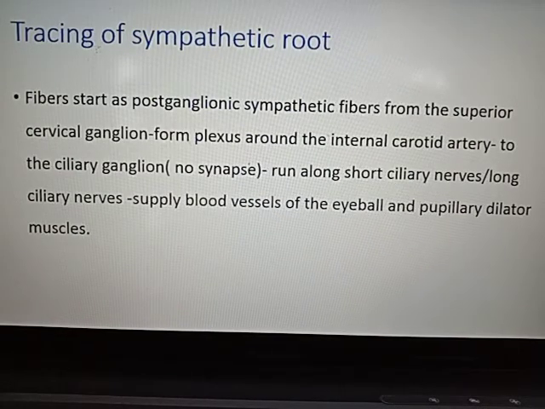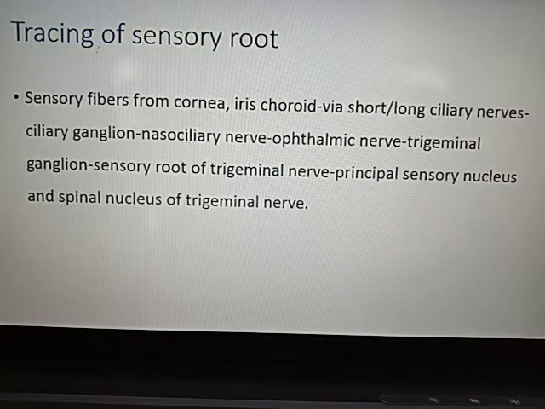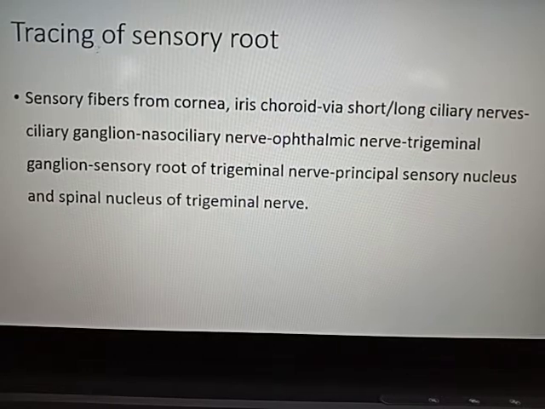Tracing of the sympathetic route. Fibers start as the postganglionic sympathetic fiber from the superior cervical ganglion, from the plexus around the internal carotid artery to the ciliary ganglion, but there is no synapse. They run along the short ciliary nerve or the long ciliary nerve, supplying blood vessels to the eyeball and the pupillary dilator muscle. Then come to the sensory route.